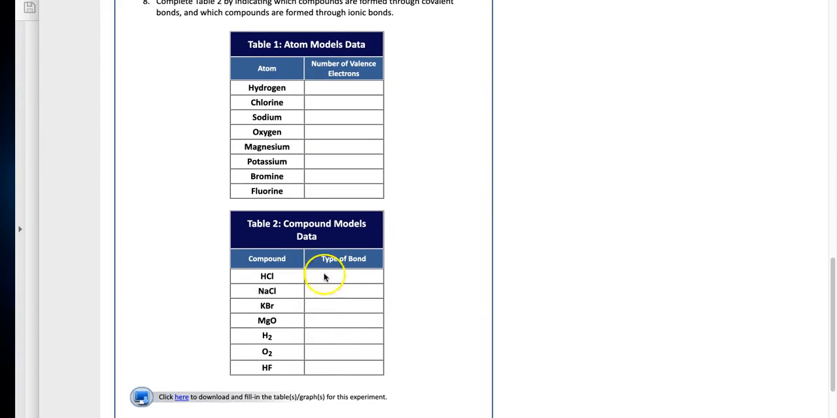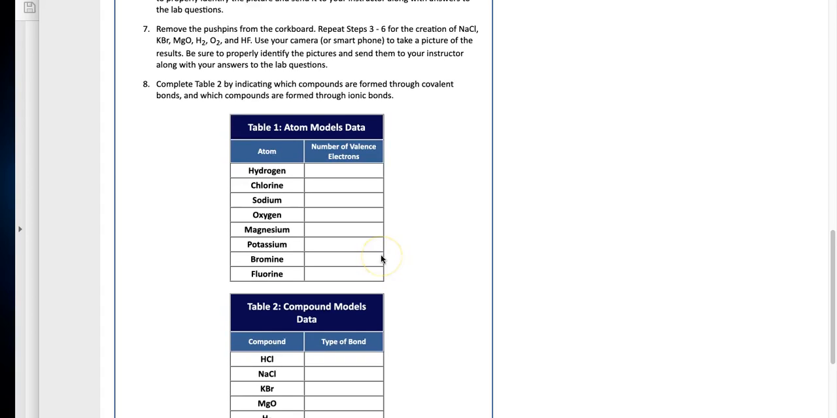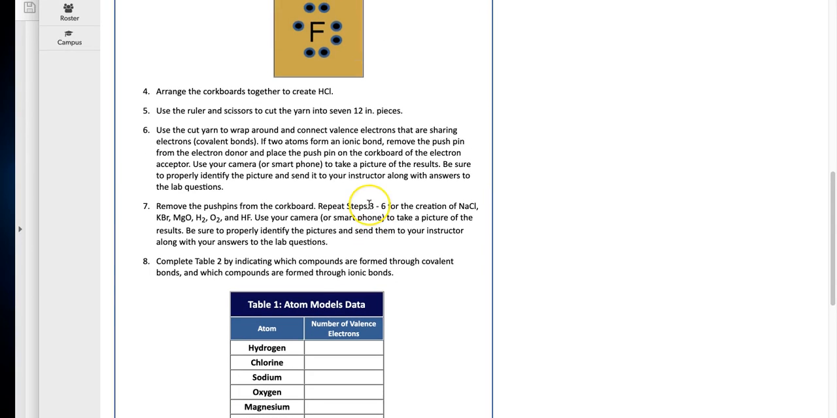So that's why down here it's important to know what type of bond each of these has. If it's a covalent, you'll use a piece of yarn and show that their electrons are being shared. If it is an ionic, you won't use yarn at all because electrons are being transferred, and you'll actually pick up and move a push pin from the metal, such as sodium, to the non-metal, such as chlorine.